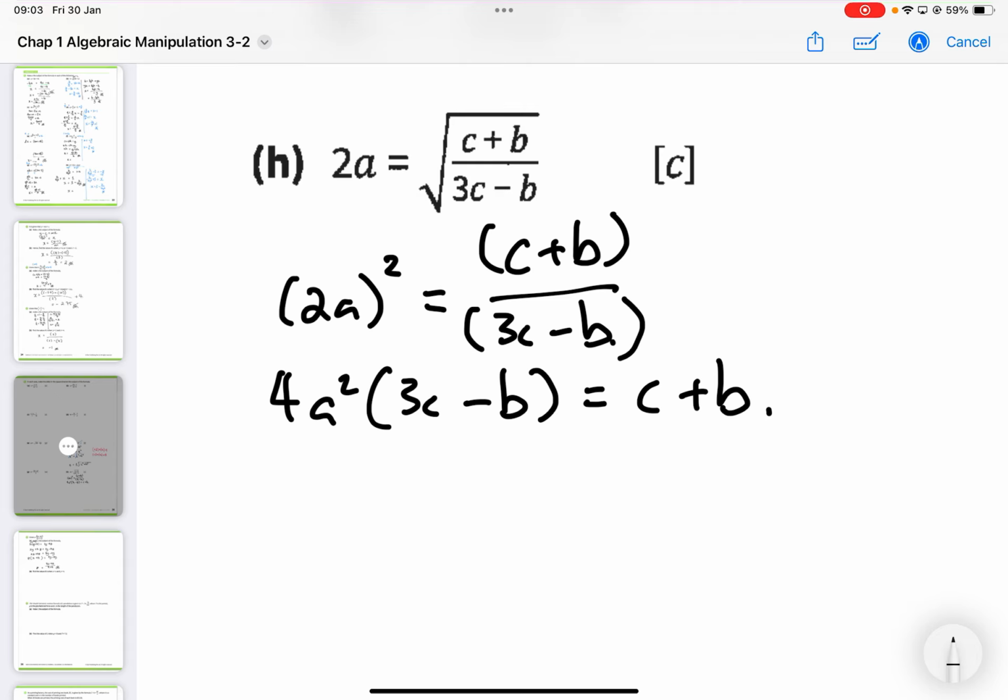Then I still have c on the right, I still have c on the left, and the one on the left is inside a bracket. So I need to free it out. I need to do my expansion.